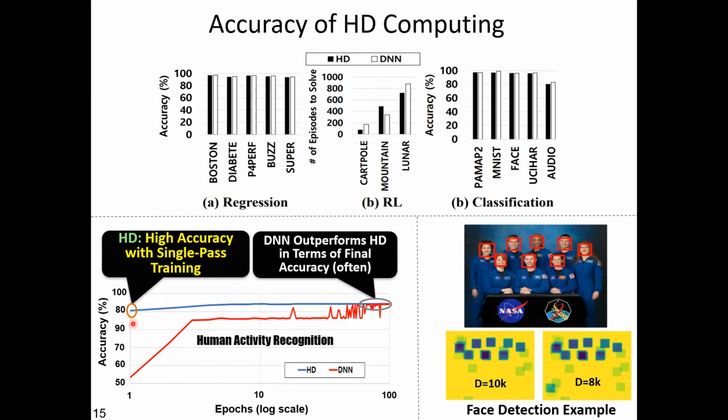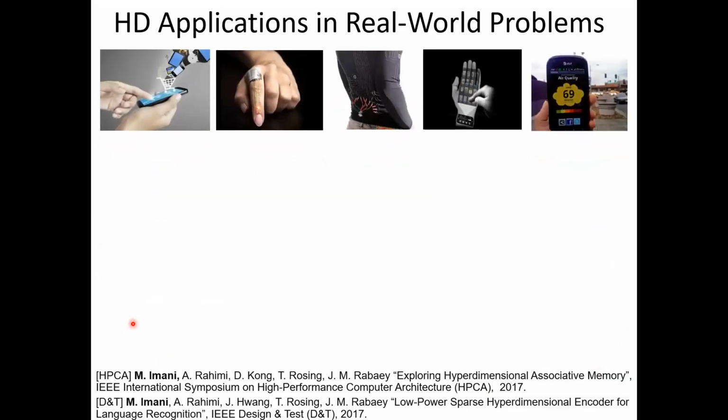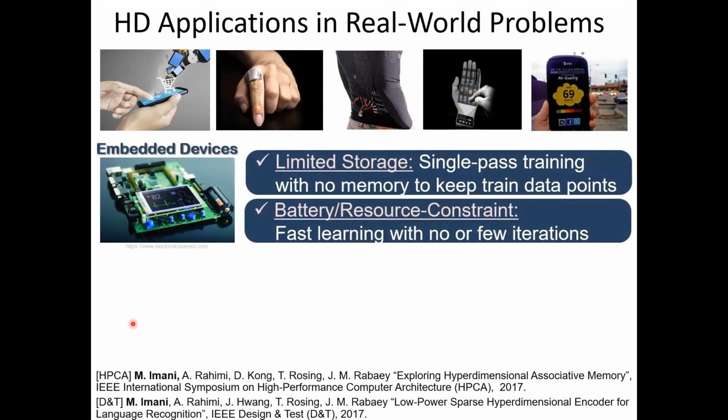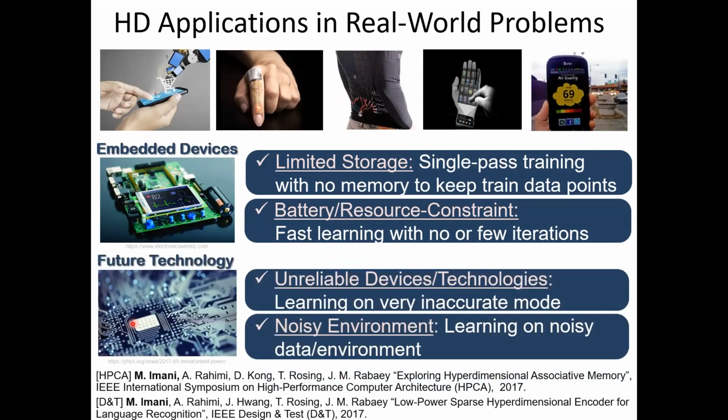This actually enables us to provide really good accuracy in one pass without performing any iteration, while we are performing highly parallel bitwise operations to perform learning tasks. So no complex operations. All these features make our approach promising for performing learning tasks on today's embedded devices, which don't have enough storage to keep the training data points and do iterative learning. Also, they are battery based. They don't have enough resources to do complex gradient-based learning. Also, it is very promising for future technology.